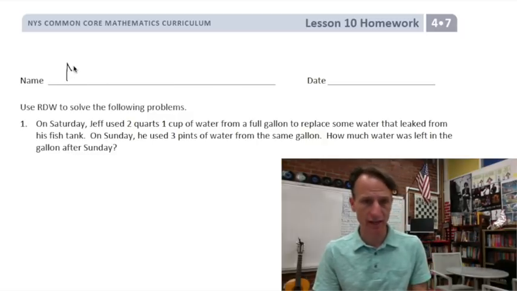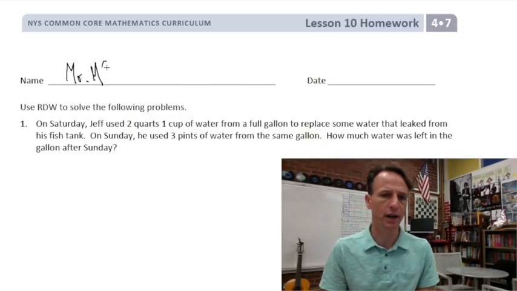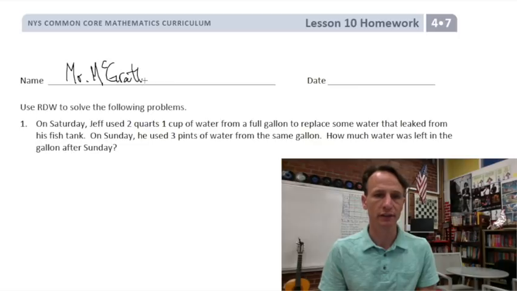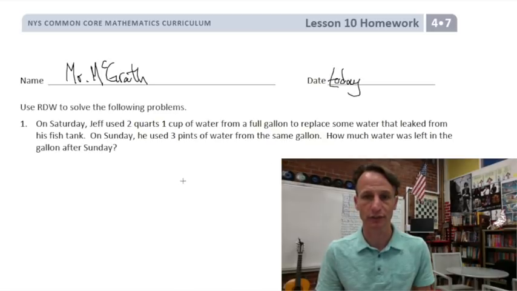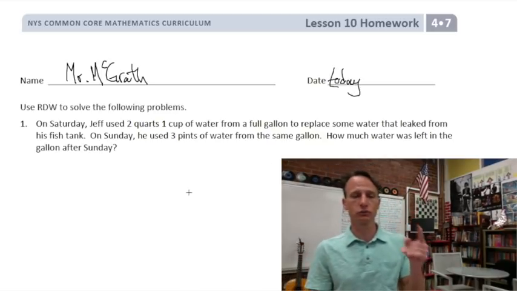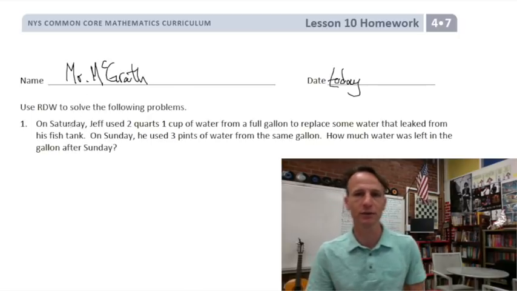Start by jotting your name down at the top of your paper. I'll write my name, you write yours. Don't mix it up. Then for today's date, I'll write today, you write the actual date, where and when you are. Use RDW to solve the following problems.